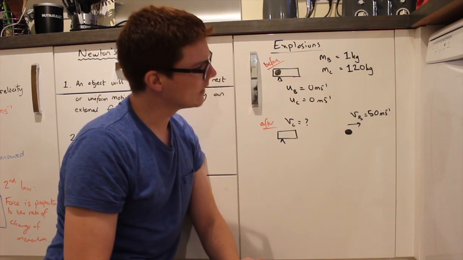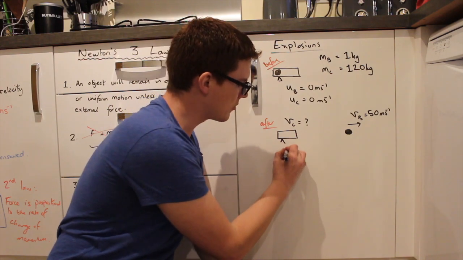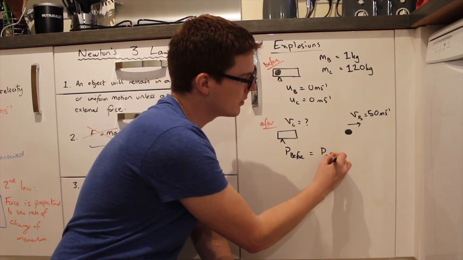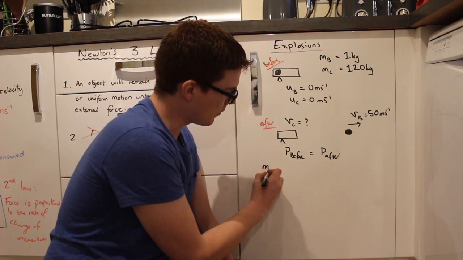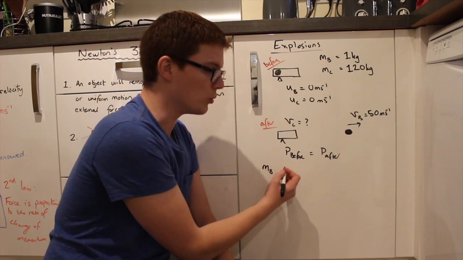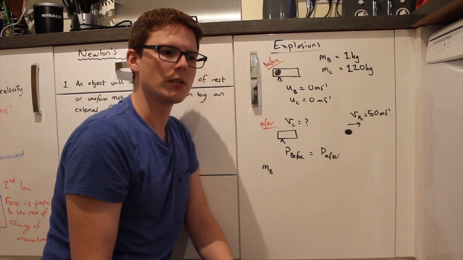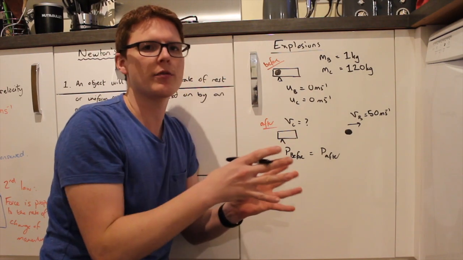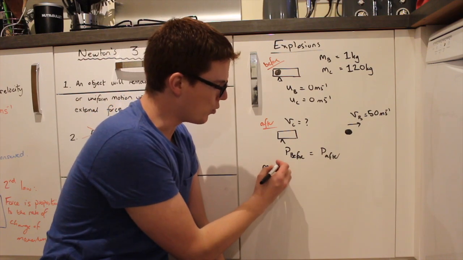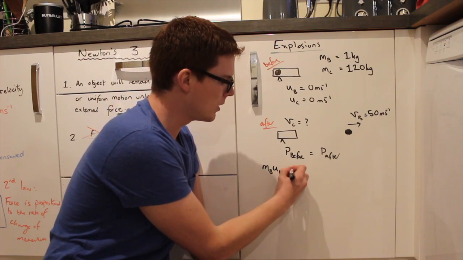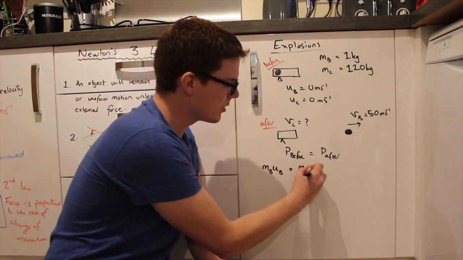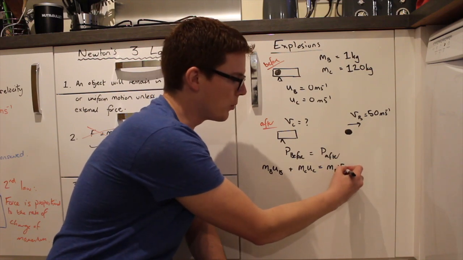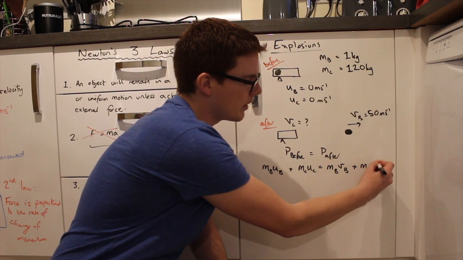So we're just going to apply the same rules. We've got this idea of momentum before is equal to momentum after. The mass of the ball is the same as the mass of the ball after. We're going to assume that there's no debris that comes off, no little shards. Let's make it a nice straightforward question. So the mass of the ball times the initial velocity of the ball plus the mass of the cannon times the initial velocity of the cannon must be equal to the mass of the ball times the final velocity of the ball plus the mass of the cannon times the final velocity of the cannon.